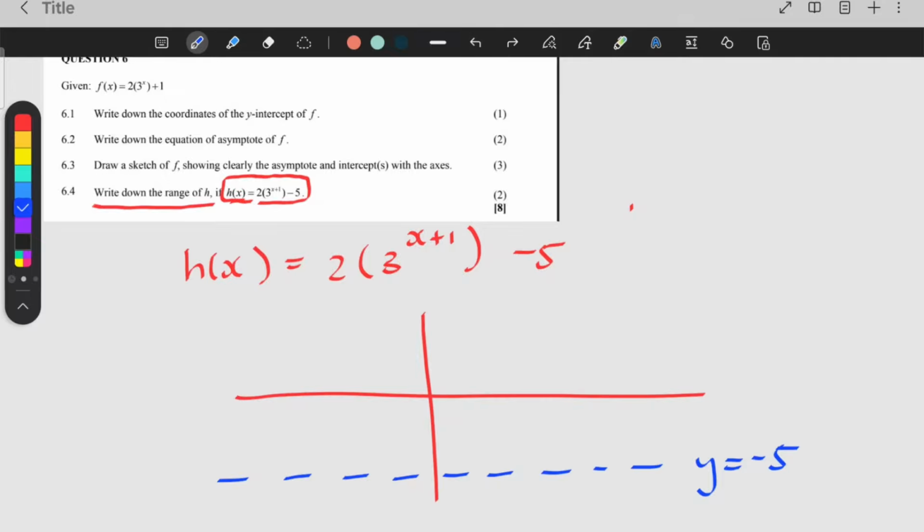But the fact that it's above the asymptote means that the range is y is greater than the asymptote. So no equal sign with exponential, because this is an asymptote. No equal sign next to an asymptote. So y is greater than negative 5, because this over here is a positive, and this positive means the function is above the asymptote. And that is 2 marks for the range.